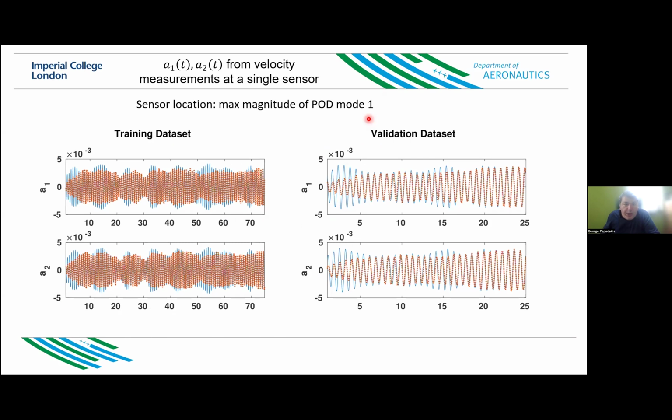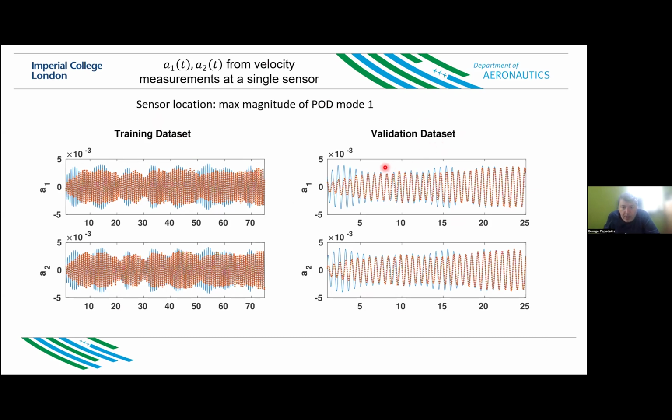So now we again trained our model. So again, we used data for a single sensor. It was located at the maximum amplitude of POD mode 1. And on the right, this is the training data set, but it's the validation data set that is interesting, because now we have a high Reynolds number. So now we have a turbulent flow, all right?